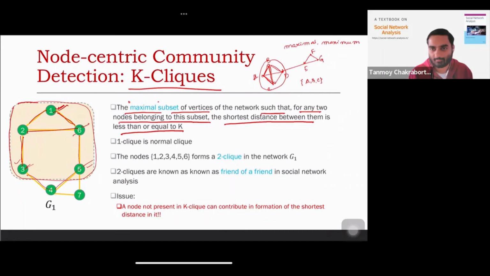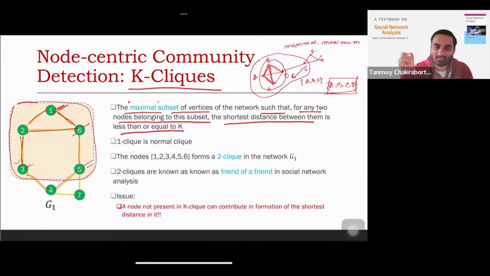Okay, but if you take ABCD now, this is a maximal click. Why? Because if you include other nodes like E, the resultant set would be ABCDE. This is not a click. If you include F, this is not a click. So ABCD is the final set which you can lock, right?